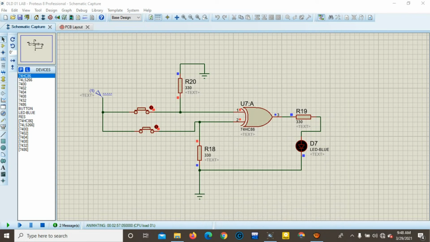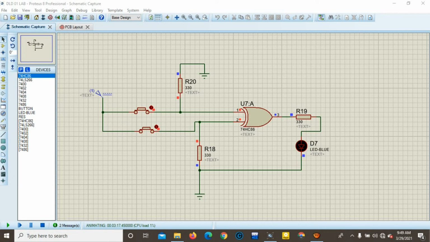Next we have the logic gate of XOR. We can say that it gives the output 1 when both inputs are different. Like if one input is 1, another is 0, or if one input is 0, another is 1, then it will give the output 1. I will say if both inputs are 1 or both inputs are 0, then it will give the output 0.